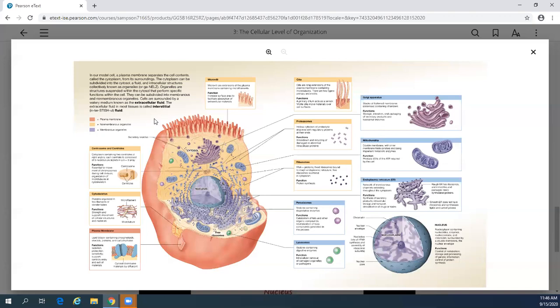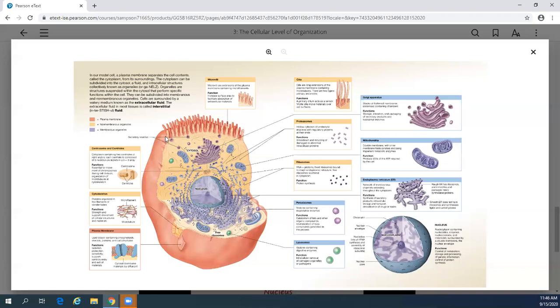Another name for extracellular fluid, which is outside, is interstitial fluid. Interstitial fluid, okay? And we need to know that so we have an idea when I say things like extracellular, that I'm talking outside, or interstitial is in between the cells but outside the cell also.